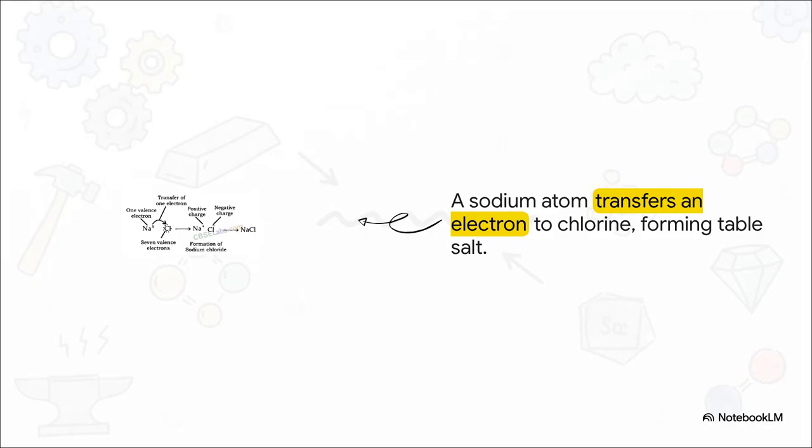Let's look at a classic case, table salt, or sodium chloride. You see here how the sodium atom hands over its one outer electron to the chlorine atom. That creates a positive sodium ion and a negative chloride ion. They snap together because of those opposite charges, and boom, case closed. We've just formed an ionic compound.